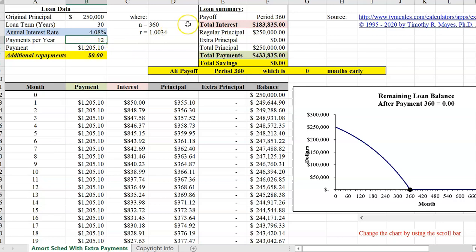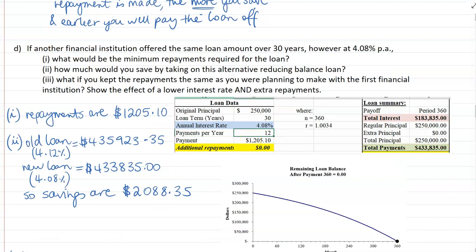$1,205.10. Total interest paid over the period of the 30 years is $183,835. So in total, I pay back the bank $433,835 back to the bank. So if I look at answering the first two parts, repayments of this new loan are $1,205.10. How much would I save by taking on this alternative reducing balance loan?